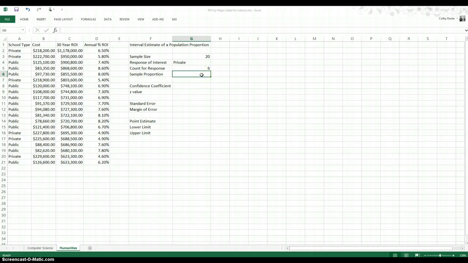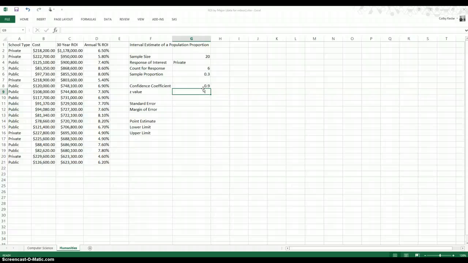So then my sample proportion is just that 6 out of 20, so I can do equals, select the number that responded in my interest, divide by my sample size, and that gives me a proportion of 0.3, 3/10. Okay, so my confidence coefficient is my level of confidence I'm interested in, and I said that I wanted a 90%, so I'm just typing in 0.9 to remind me of 90% there.